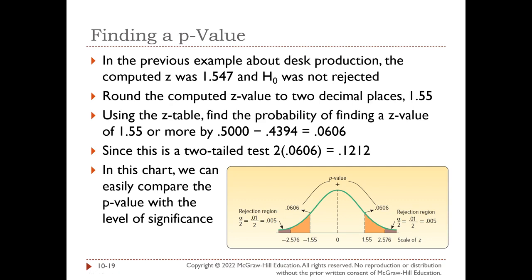All right. So while we compute this, the probability of finding that sample mean greater than 203.5 when the population mean is 200 is that 0.0606. So once we times it by 2, we find the p-value of 0.1212 is greater than the significance level of 0.01. So null is not rejected. We do not reject it.